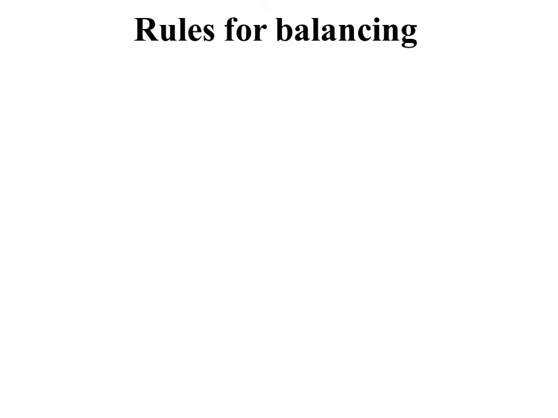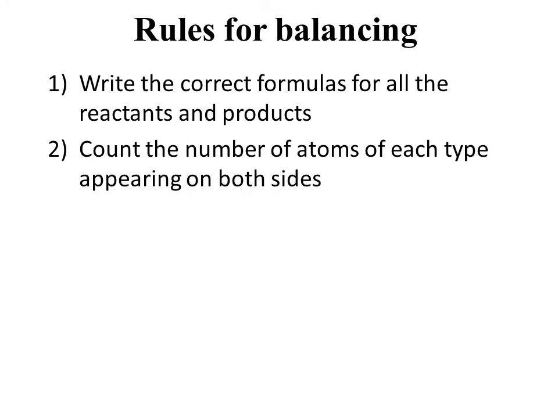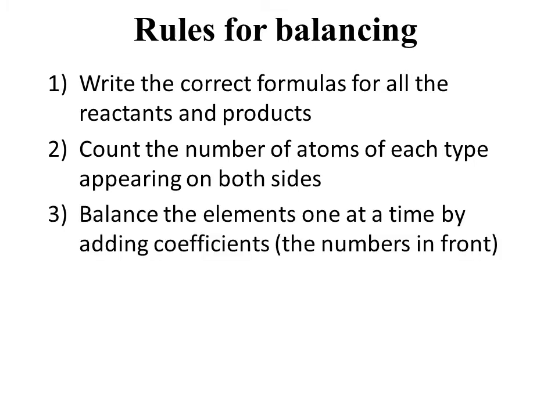All right, let's look at what we should actually do for our rules for balancing now that we've looked at one. So first of all, you have to write your correct formulas for all the reactants and the products. If you don't have correct formulas to start with, you can't balance the equation properly. Then you count up all your number of atoms of each type appearing on both sides, like the carbon and the oxygen, and you got to figure out how many you have on both the reactant and the product side. And then you start balancing the elements one at a time by adding your coefficients. Remember, your coefficients are those big numbers that are in front. So you use your little table, your little worksheet table, to figure out how many you need on both sides, and then remember, whatever you multiply it by becomes your coefficient.